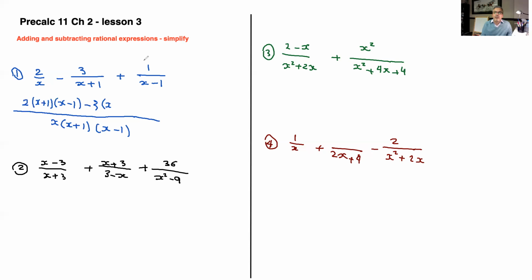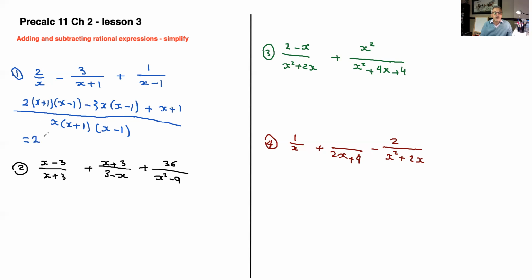I don't need the brackets around the x. So 3x and x minus 1, plus this here. If you compare it to this, it's missing the x and x plus 1. That means you have to multiply the top by x and x plus 1. Which gives me, so now there's a bit of foiling there.